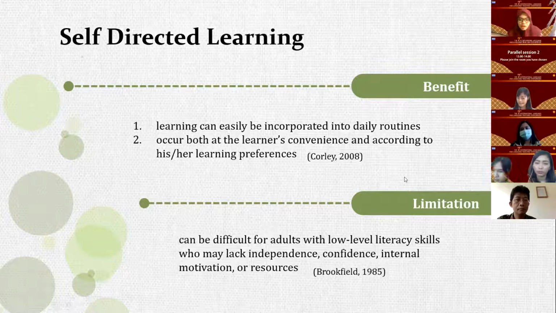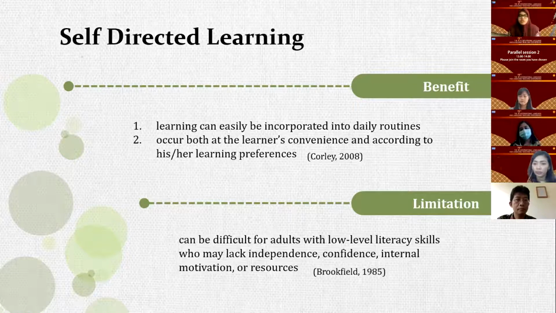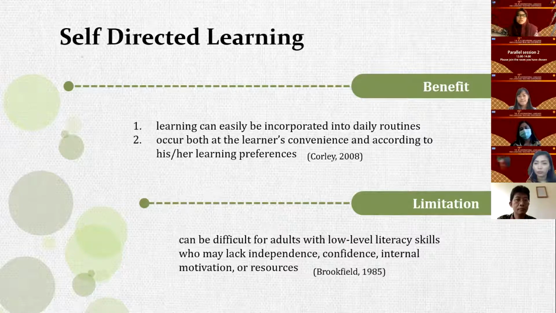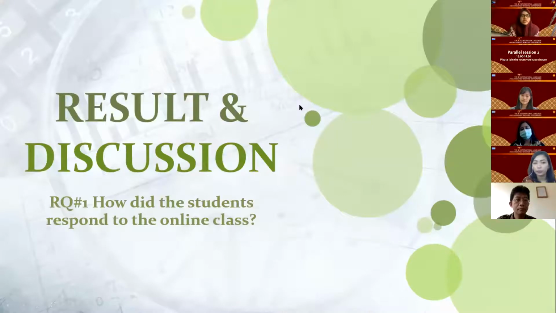However, there is a limitation to self-directed learning, because it can actually be difficult for adults, maybe for people with low-level literacy skills who may lack independence, lack confidence, and lack internal motivation or resources. So they cannot find their own resources, they cannot find motivation in doing it by themselves, so they need someone else to keep them motivated. Okay, so that is about self-directed learning, and then we will move on to the result and discussion.